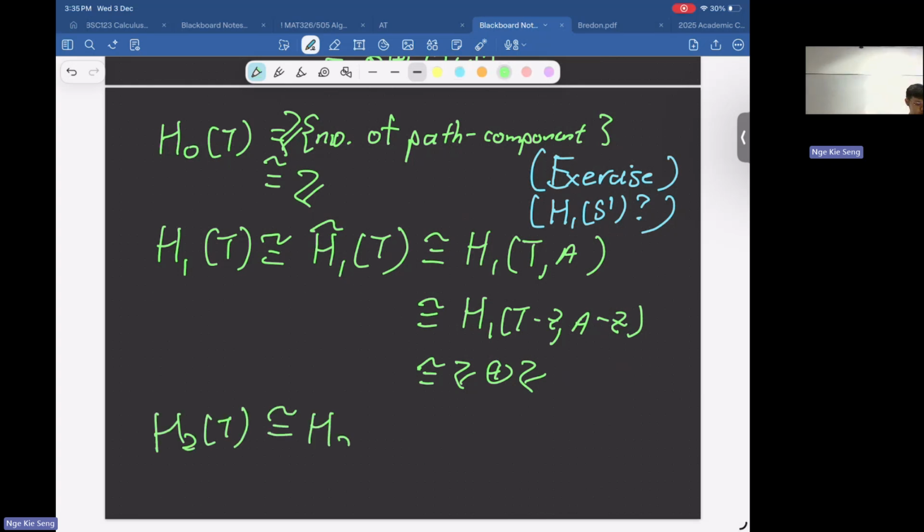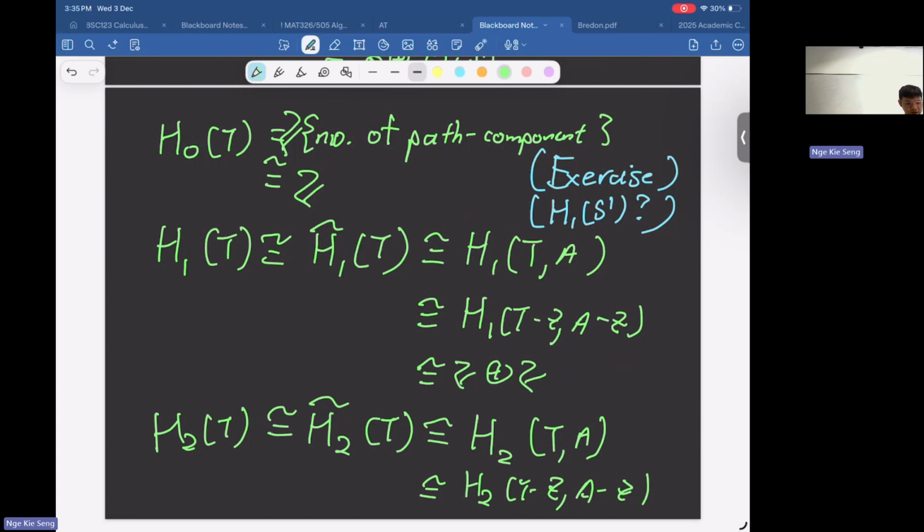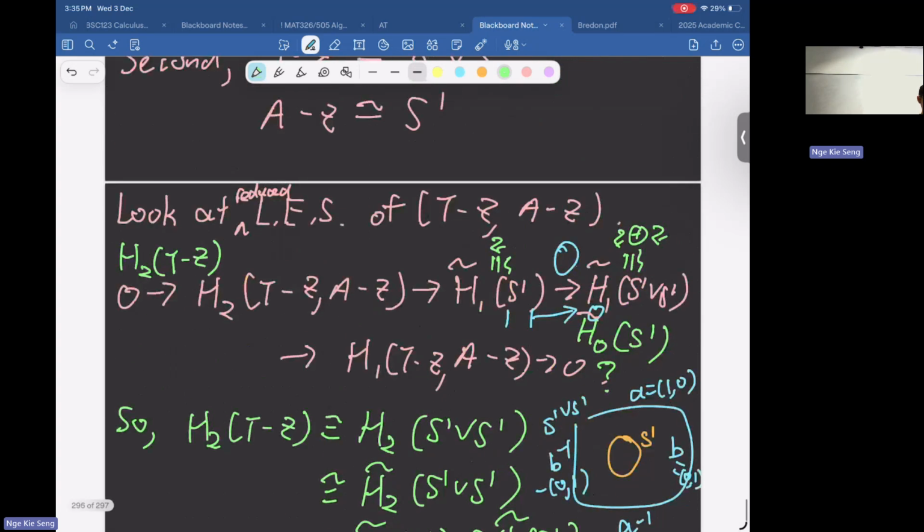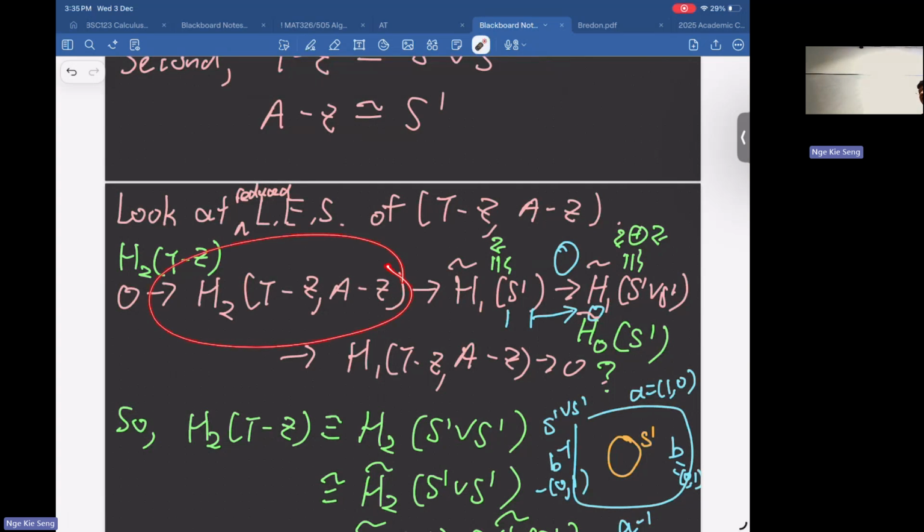Okay, but anyway, if we continue, what is H2 here? Okay, again, isomorphic to the reduced homology, but reduced homology is equivalent to relative homology, and then by excision, the excision of this part is Z. Okay, let's see why it is Z. So this is the thing we want. Okay, but we know that this is the image of this map, which is 0. So it's injective. But the kernel of this map is the image of this map.